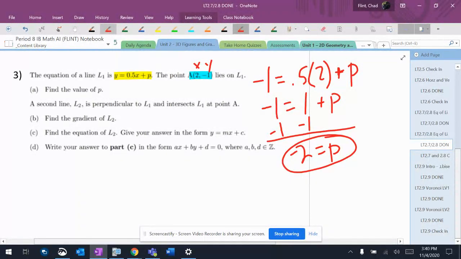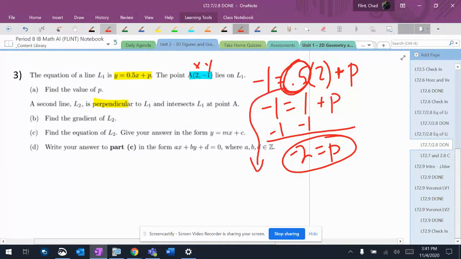Okay, and any point that you have for a line should go into the line, and then you can use it to figure out different things about the equation, or just to test to see if the point's on the line. So it says the second line, L2, is perpendicular to L1, all right, and intersects L1 at point A. It means it goes through point A. So find the gradient of L2. All right, well, the gradient of this line is 0.5, all right.